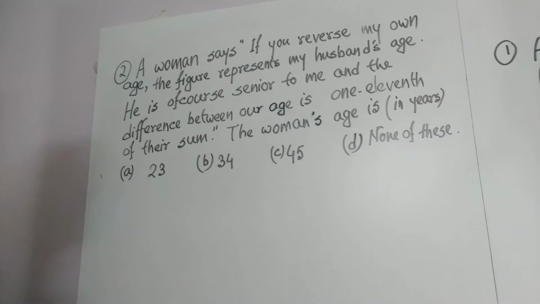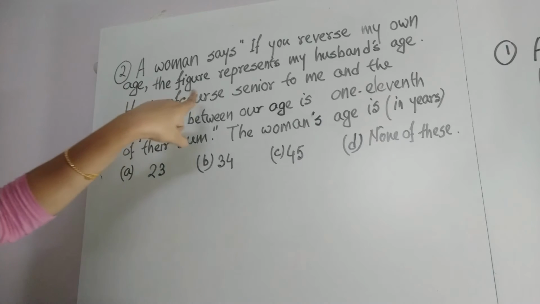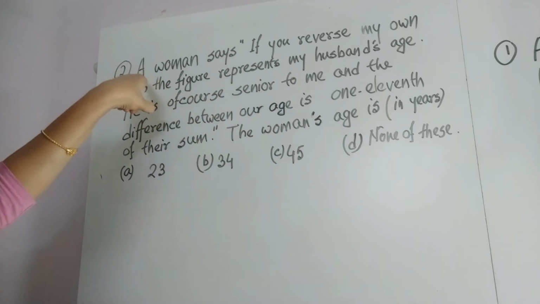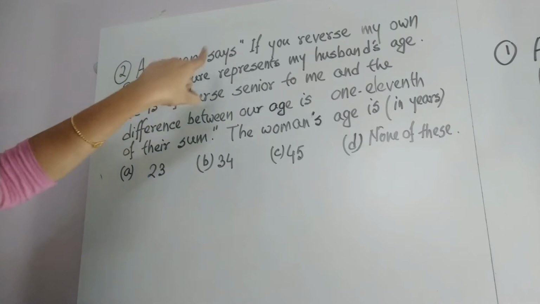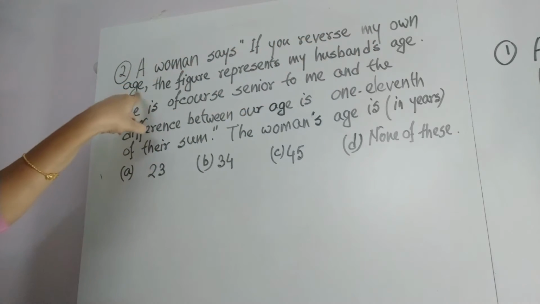A woman says, if you reverse my own age, the figure represents my husband's age. He is of course senior to me and the difference between our age is 1/11th of their sum. The woman's age is what? The difference between our age. First, what is given?